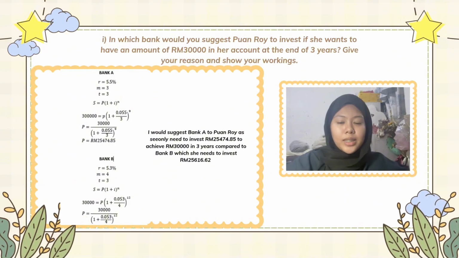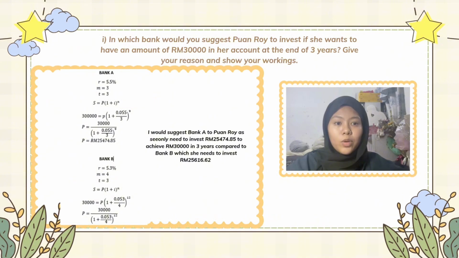The first question is, in which bank would you suggest Puan Roy to invest if she wants to have an amount of 30,000 ringgit in her account at the end of 3 years? Give your reasons and show your workings. So from the question given, we can point out the information. We get S equals 30,000 ringgit, and for bank A, the rate is 5.5%, M equals 3 and T equals 3. For bank B, we got the rate as 5.3%, M equals 4 and T equals 3.